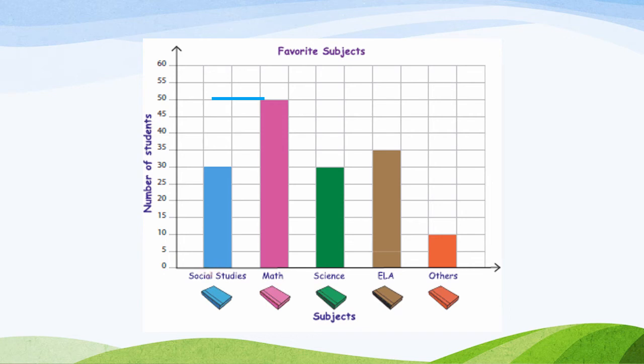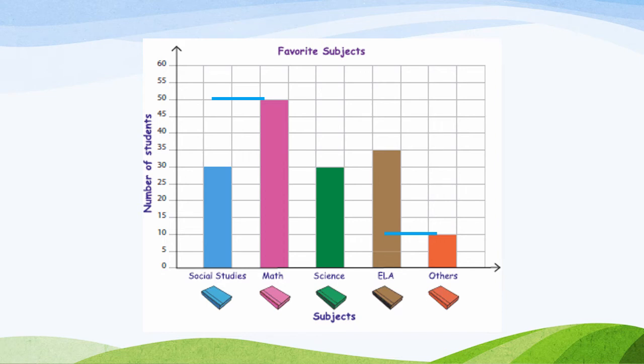Okay? Do you understand this? Let's see another example. For example, how many more students like English than other subjects? What are we going to do? We're going to go down from the English till the other subject, and we're going to count by 5 each step. So let's count by 5. 5, 10, 15, 20, 25. So 25 more students like English than other subjects.